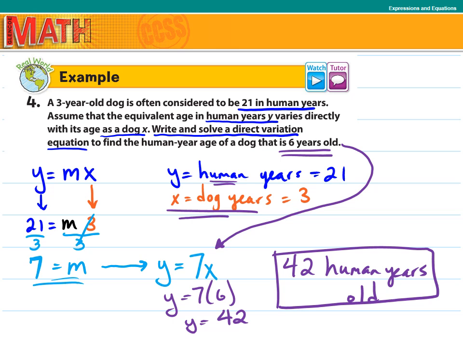So again, direct variation, y equals m times x. Anytime we see that phrase, write a direct variation equation, or anything that has to do with direct variation, it's y equals m times x. They gave us the y, 21 years. They gave us the x, 3 years, to help us find the m. And we needed that to solve for 6 years for a human dog.